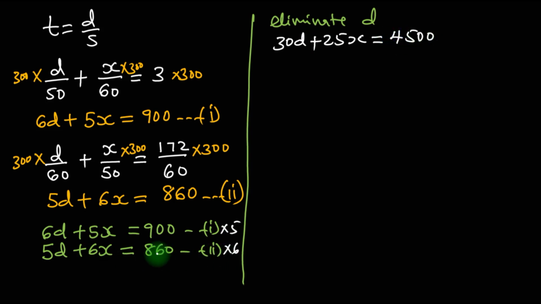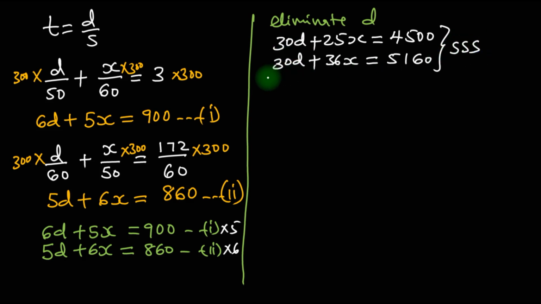The second one, 6 times 5d, that is 30d, plus 6x times 6, that is 36x, will be equal to 860 times 6, I'll get 5160. Then the two equations I'm going to subtract, because I'm eliminating d. I use the rule that says same sign, subtract.